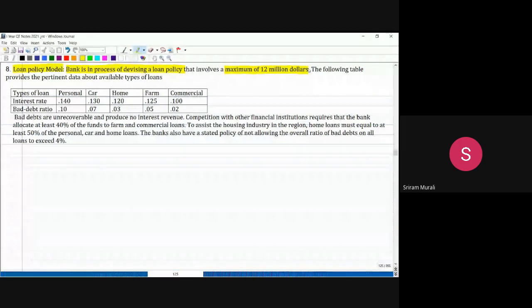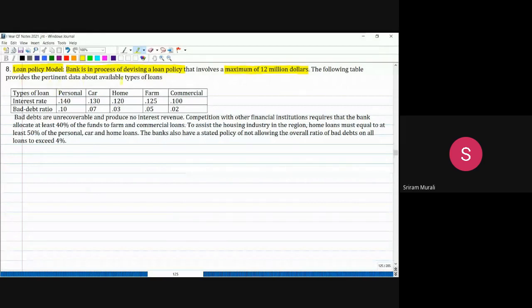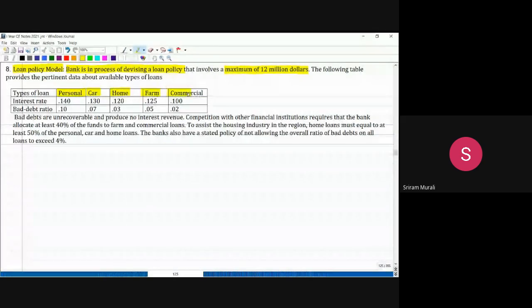Available fund is $12 million. The following table provides pertinent data about available types of loan: personal loan, car loan, home loan, farm loan, commercial loan. The interest rate for personal, car, home, farm, commercial is given.